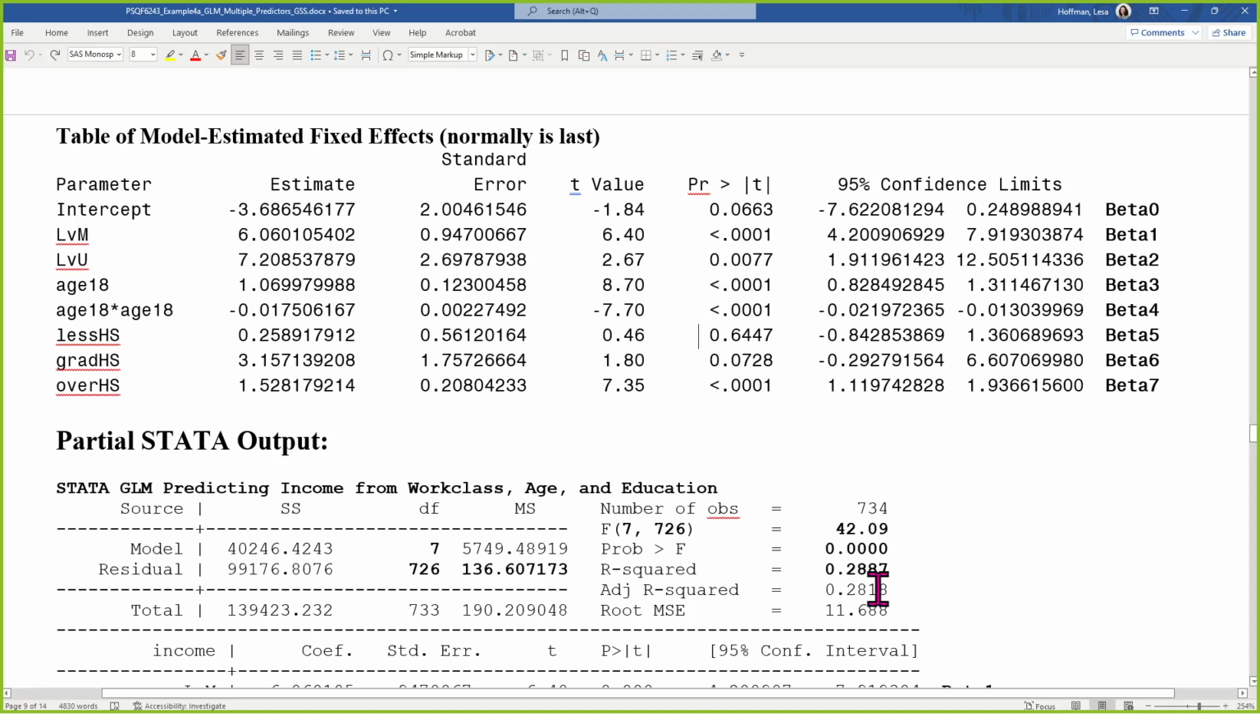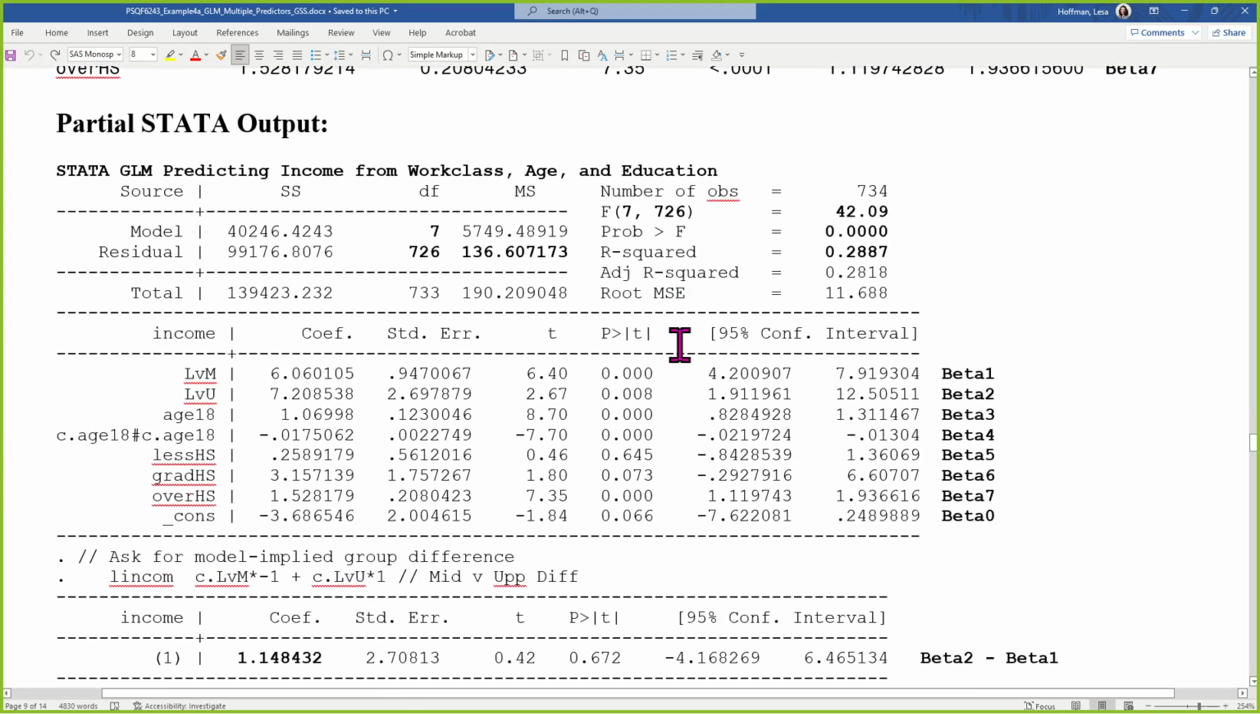Okay, let's see what the other packages give us. So STATA's output next is very similar to SAS. We get our summary table of the model over here, and we get our R squared and F information over here. STATA does you a solid by putting the degrees of freedom into context. So 7 is numerator degrees of freedom for the number of slopes. What's this one? The 726.